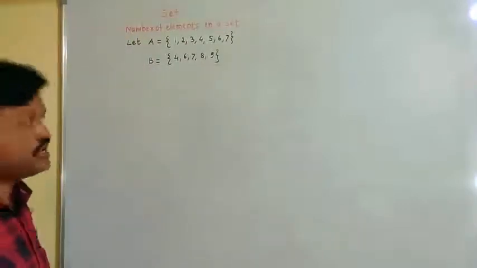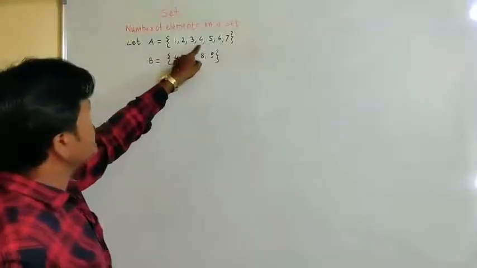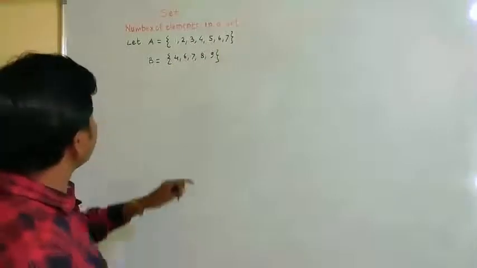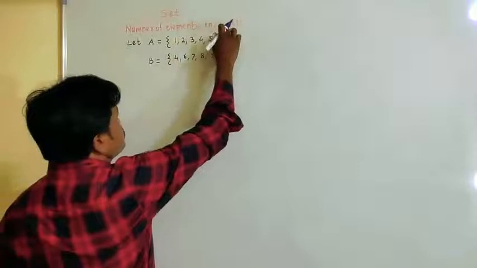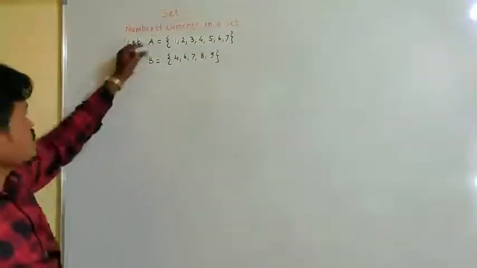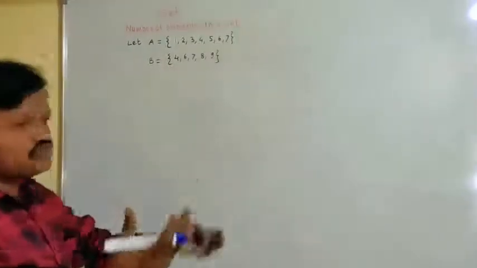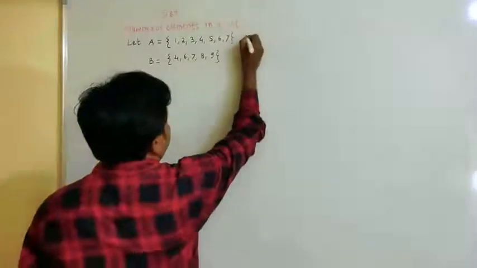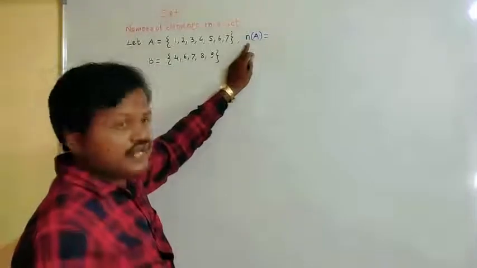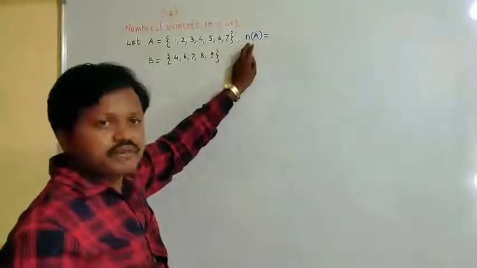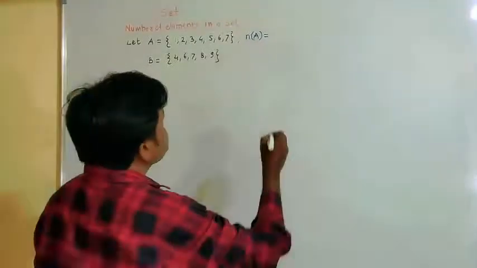So for that we take one example. Let A is equal to {1, 2, 3, 4, 5, 6, 7}. So how many numbers of elements there are? So look here, 1 2 3 4 5 6 7. There are 7 elements. म्हणजे संच ए मध्ये एकूण 7 घटक आहेत. So how to write this? Look here, how to write this? n of A, म्हणजे नंबर ऑफ एलिमेंट्स इन सेट ए. You write in short n of A is equal to how much? 7.